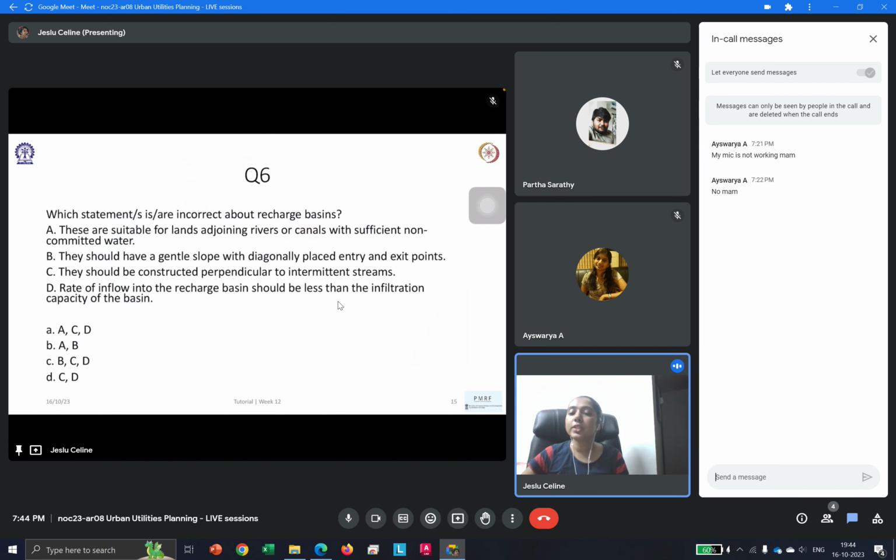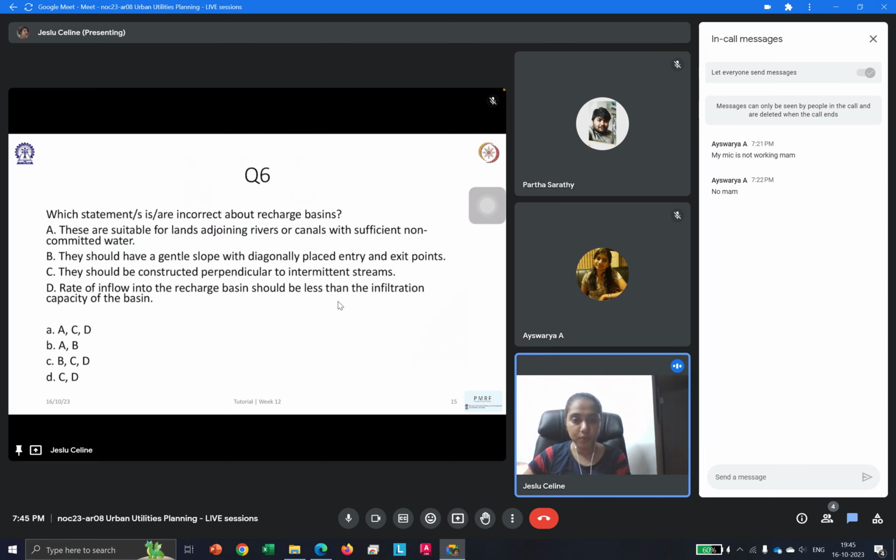Question 6. Which statement or statements are incorrect about recharge basins? A. These are suitable for lands adjoining rivers or canals with sufficient non-committed water. B. They should have a gentle slope with diagonally placed entry and exit points. C. They should be constructed perpendicular to intermittent streams. D. The rate of inflow into the recharge basin should be less than the infiltration capacity of the basin.